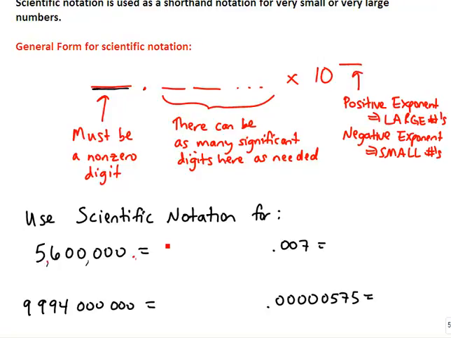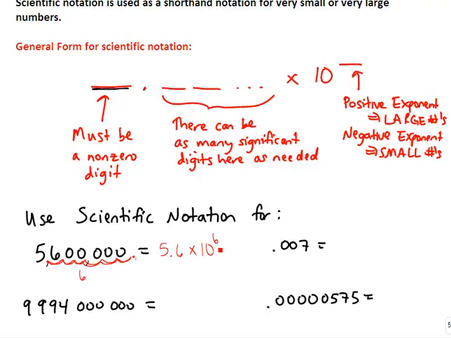So I want 5.6. The zeros here are not considered significant digits, so I don't need to write all those zeros after the 6. So I want to change my decimal point and move it all the way over in between the 5 and the 6. How many places did it take to move? Well, I went 1, 2, 3, 4, 5, 6. The number of places that you moved is going to be your power of 10. So I want 5.6 times 10 to the 6th.